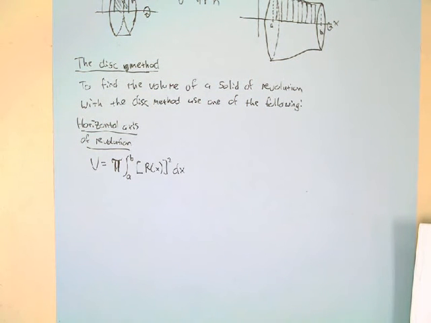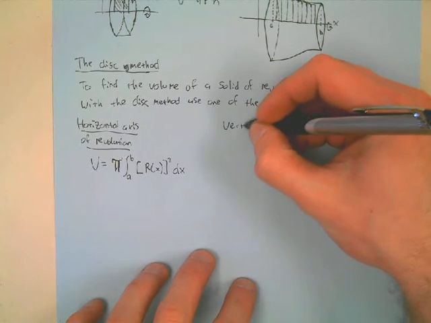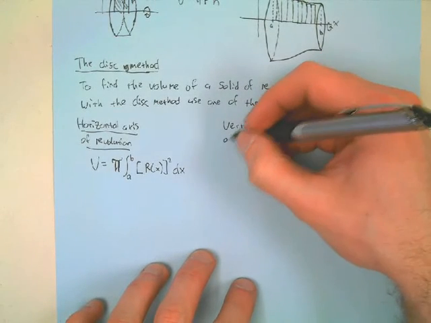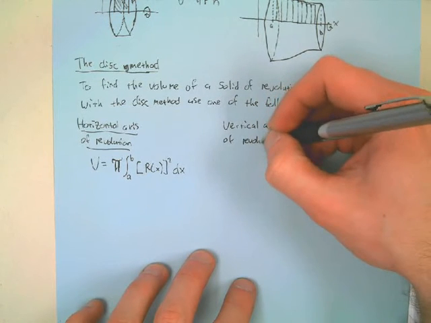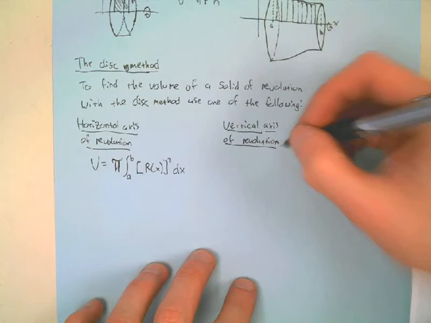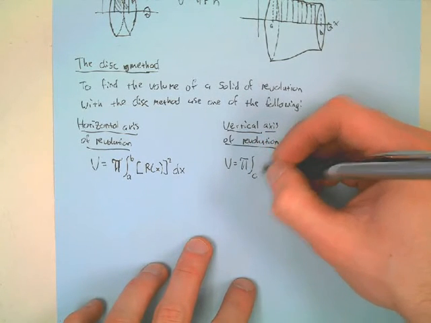Okay? And then we have one for a vertical axis of revolution too. So should we decide to rotate things with a vertical axis of revolution, instead of everything being with respect to x, it'll now be with respect to y. So volume equals pi times the integral, and we'll say from C to D, of R of y squared dy.